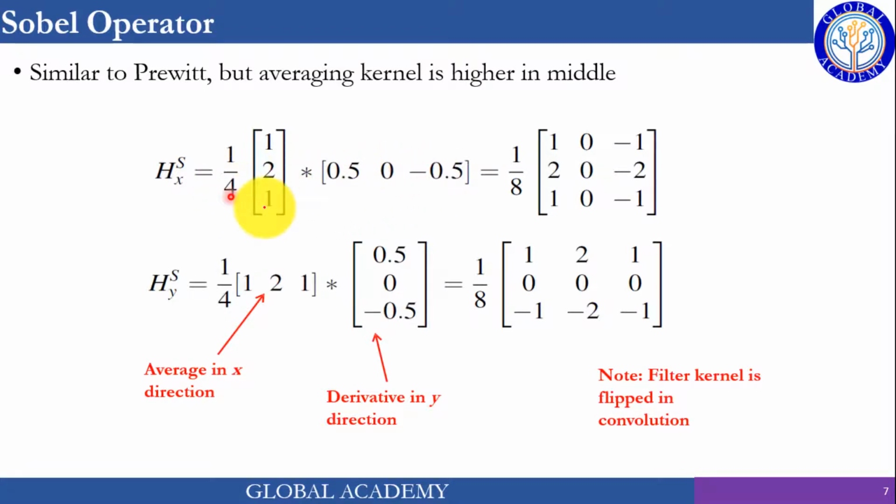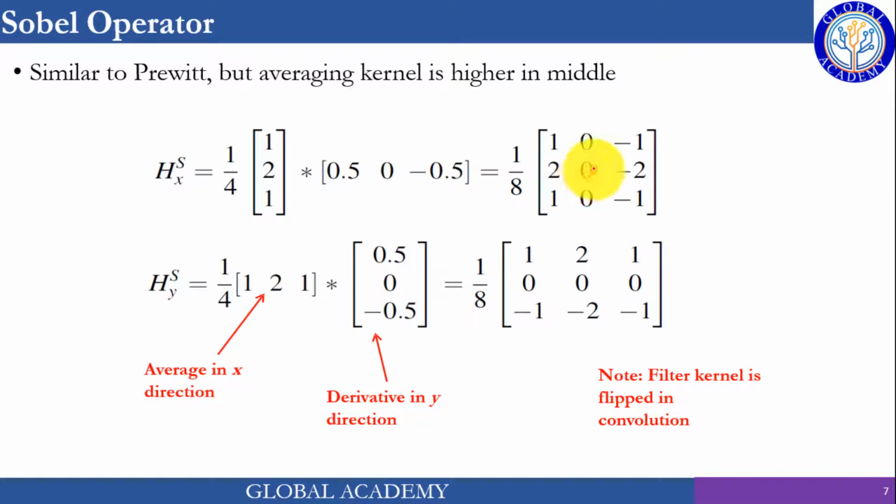Taking 1 by 2 common, we will get 1 over 8 over here, and then 1 0 minus 1, and then 2 0 minus 2, and then 1 0 minus 1. Simply, the central line is multiplied by 2. So just by convolution we got this operator. It's called the Sobel operator to detect horizontal edges. And similarly we can design a Sobel operator like this. This time we have an averaging mask along the x-axis and then a differencing mask along the y-axis, and then by convolution we got this Sobel operator.